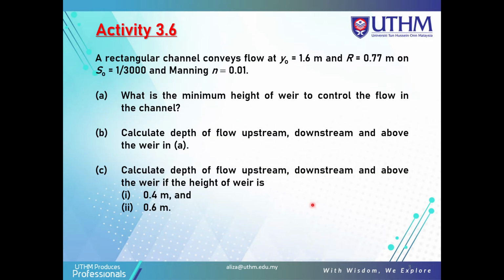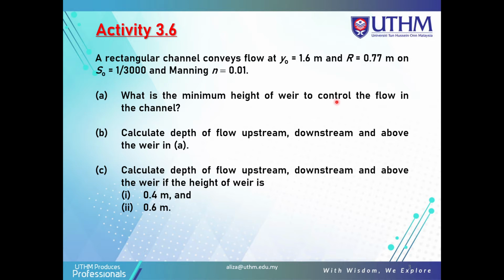Okay, so we just continue that example here, activity 3.9. A rectangular channel conveys flow at y naught equal to 1.6 meter and R equal to 0.77 meter, on S naught 1 over 3000, and Manning's n equal to 0.01. What is the minimum height of weir to control the flow in the channel?